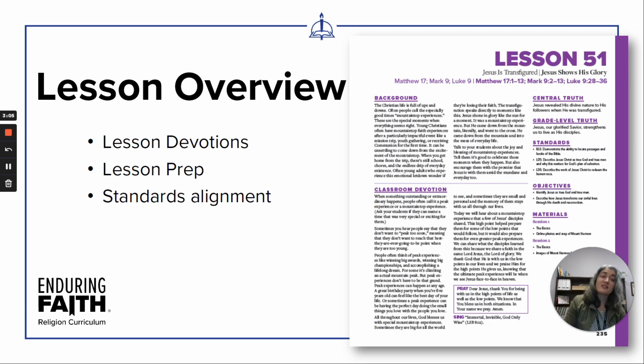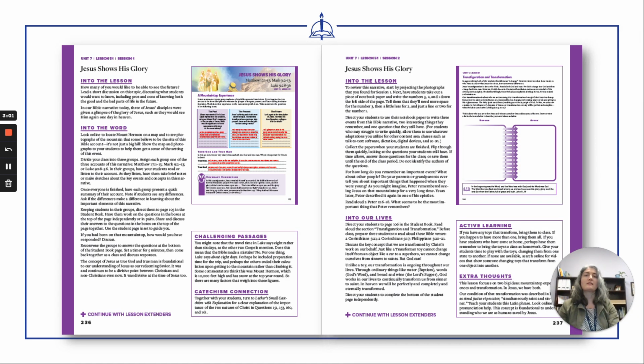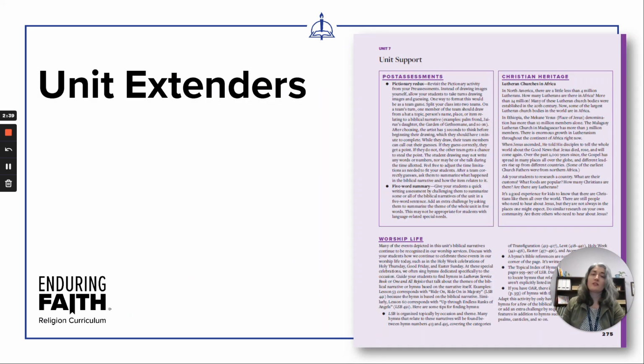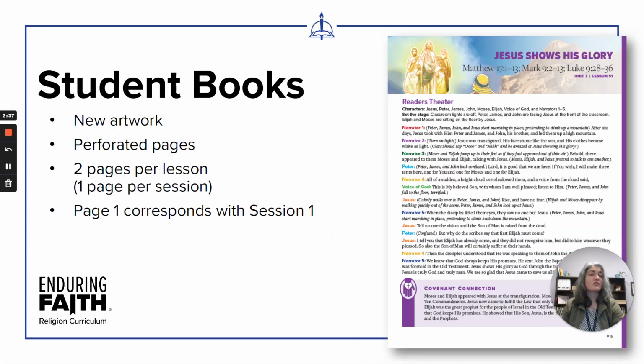This classroom devotion is something that your kids can start reading to the rest of the class, 1 per lesson. And we have, again, 2 sessions per lesson. The first session will typically have an Into the Word section, and the session 2 will have an Into Our Lives section, making sure that there's that balance, again, of Bible understanding as well as life application. We'll see that a little bit as we look at our student book as well. Of course, don't forget those extenders. We love giving you plenty of extenders to choose from to be as adaptable as possible.